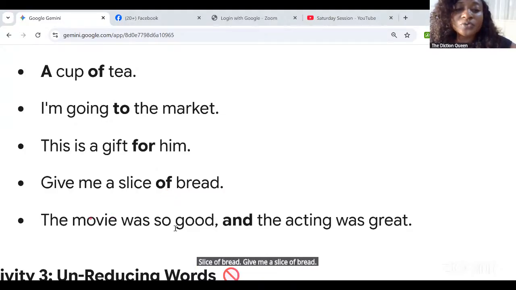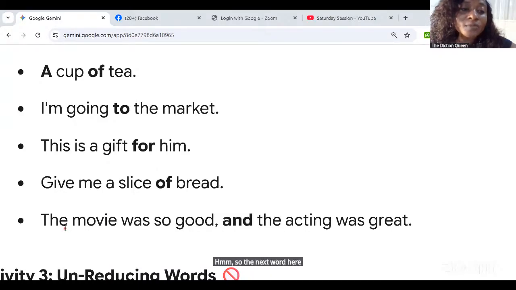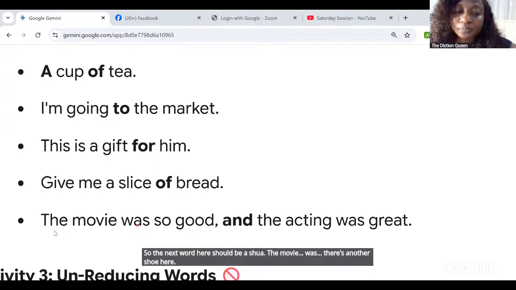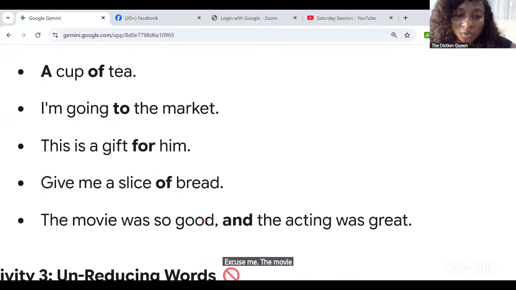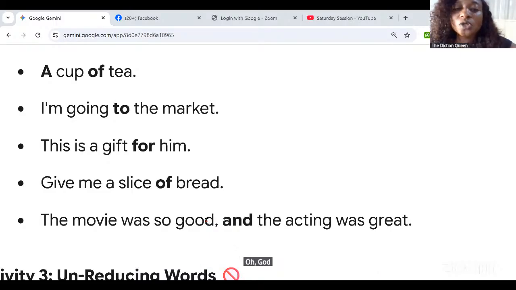The movie was so good. The next word here starts with a consonant sound, so the E here becomes a schwa. So the next word here should be a schwa. The movie was, there's another schwa here. Excuse me. The movie was so good. Remember yesterday, it's not good evening, good evening. The movie was so good.